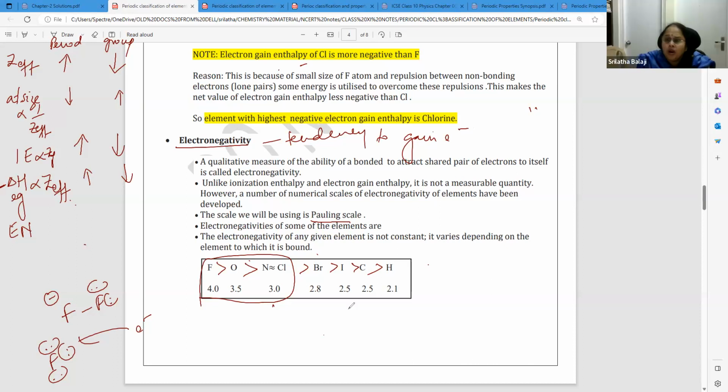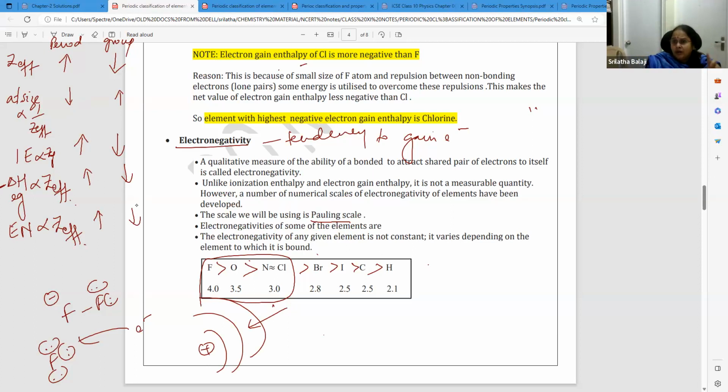When Z effective is more, what will happen to electronegativity? Electronegativity will again increase with Z effective. More Z effective, more nuclear pull. The nucleus is pulling the electron, so the electron is attracted towards the nucleus. So, more Z effective, more electronegativity. What happens across a period and down the group? Same as Z effective.